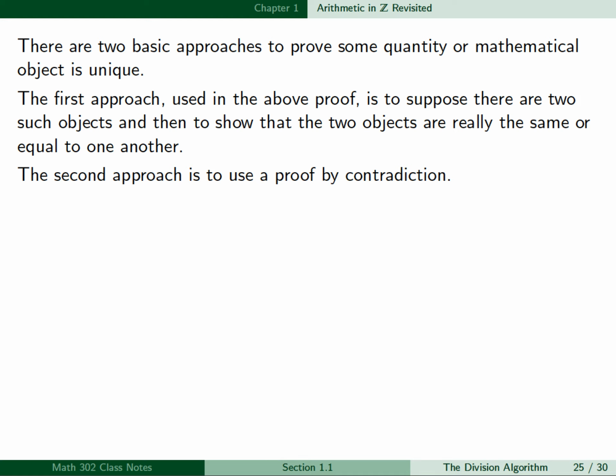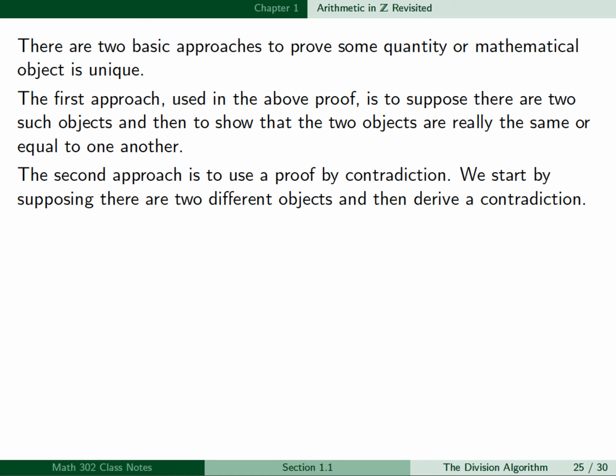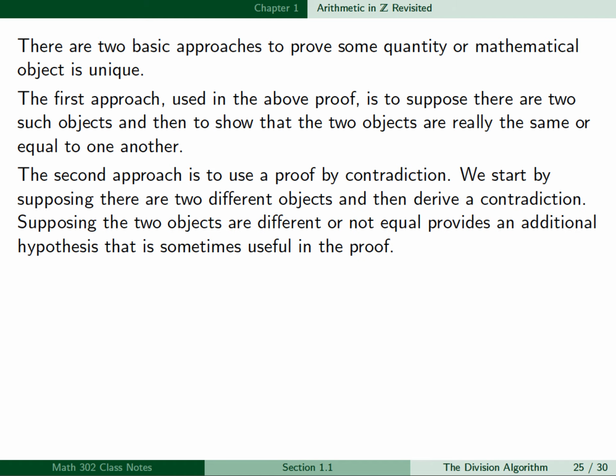Now, the second approach is to use a proof by contradiction. We start by supposing that there are two different objects, and then derive a contradiction. And supposing the two objects are different or not equal provides an additional hypothesis that is sometimes useful in the proof.